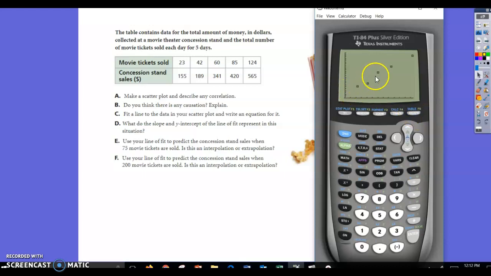All right, so this gives us our data points here, and you can see that it says make a scatter plot and describe a correlation. To me, this looks like a strong positive correlation.